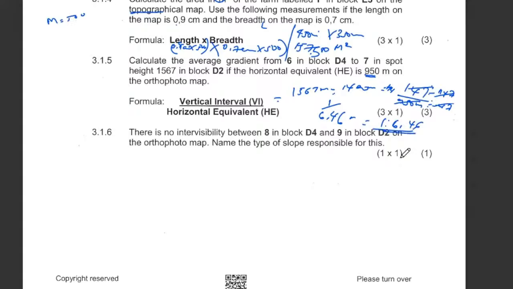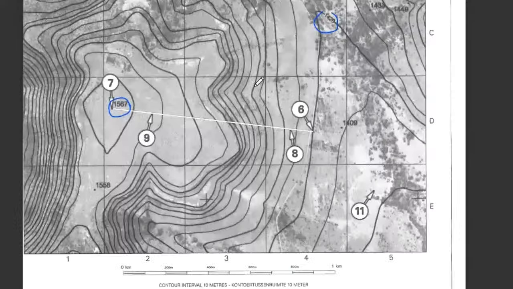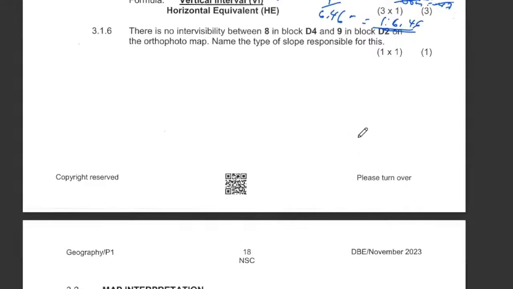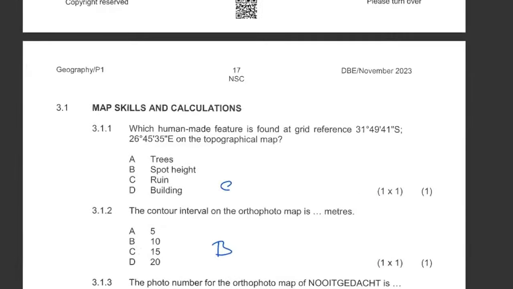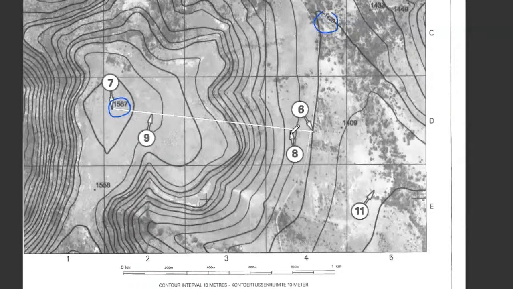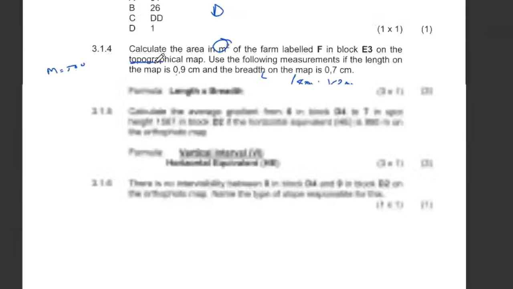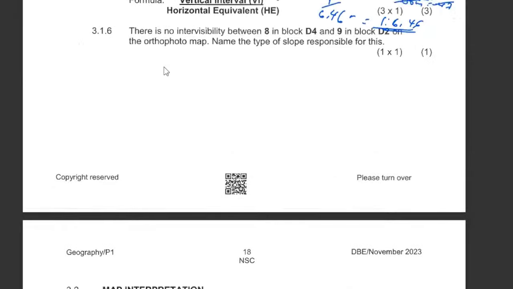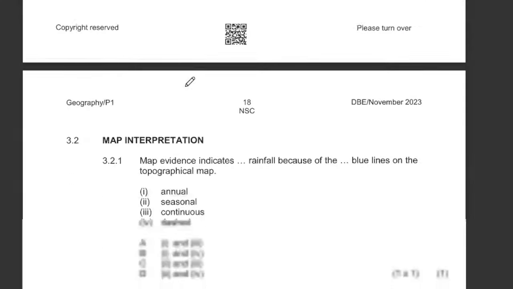There is no intervisibility between 8 and 9 on the orthophoto map. Come here, 8 and 9. There's no intervisibility. So they are asking, name the type of slope that is responsible for this. When you check the map, you see that if 8 is here, it's a bit lower than what is here. But there is also a steep area in between. So it forms a convex slope. So here you'll find out that the slope is like this. So if you are here, you can't see here. Therefore, this is a convex slope. Okay.